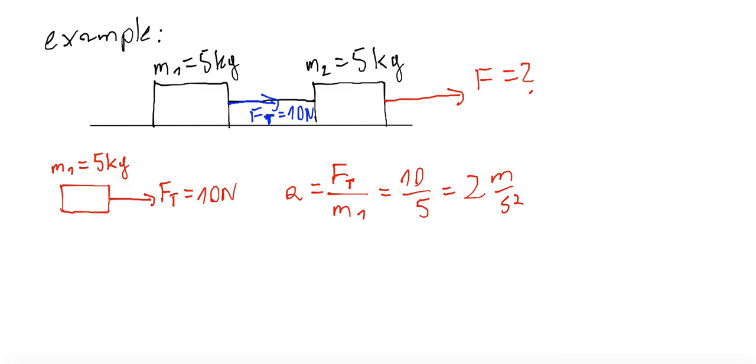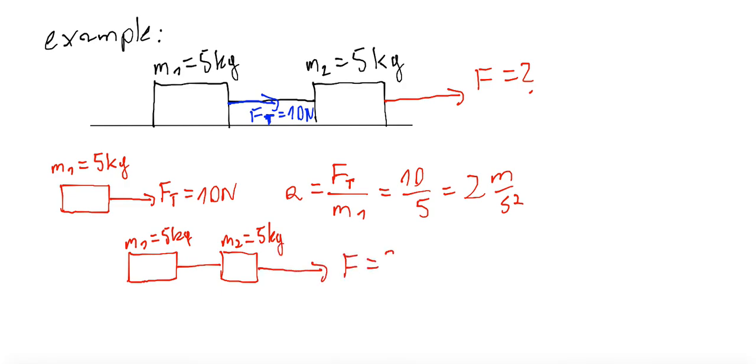Okay, these two objects, M1 and M2, are connected together. So now let's focus on the connection of M1 and M2. M1 of 5 kilograms connected with M2 of 5 kilograms, and we don't know what is the overall force acting on the system, but we know that these two masses connected together accelerate with acceleration of 2 meters per second squared. So what is the force?